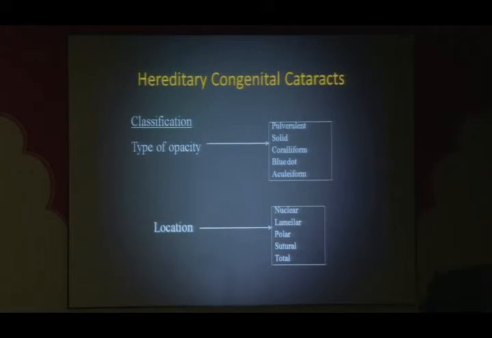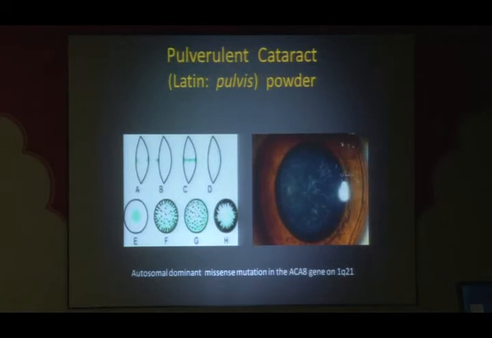Let's go into hereditary congenital cataracts. Here's a classification of various types of congenital cataracts and their locations. And let's take a look at them. We have the pulverulent, meaning powder, and indeed it looks that way, powder. And it's generally from a gene on chromosome number 1 on the long arm. Q is usually the long arm, P is the short arm. Yes, I'm giving you some genetics from our course.